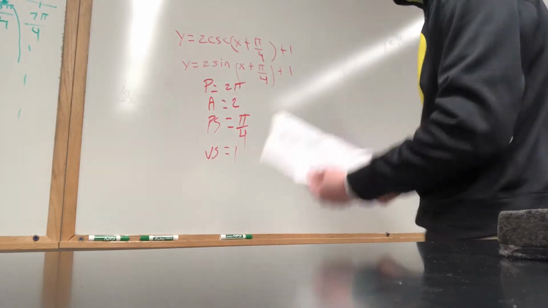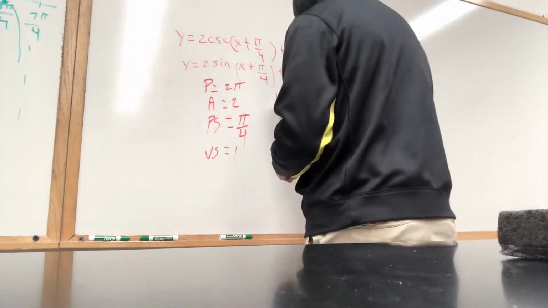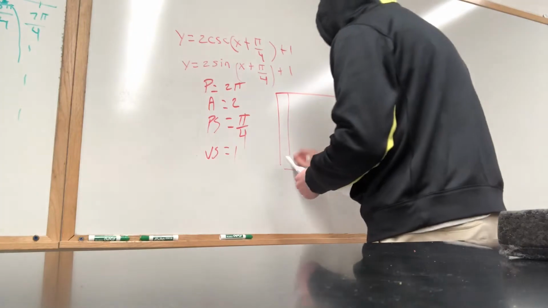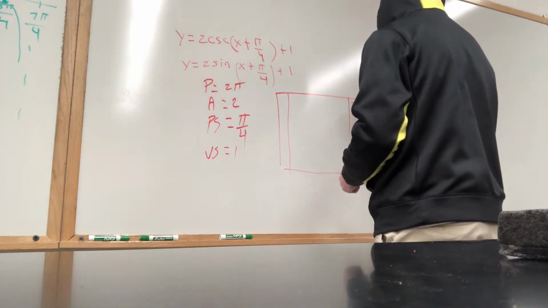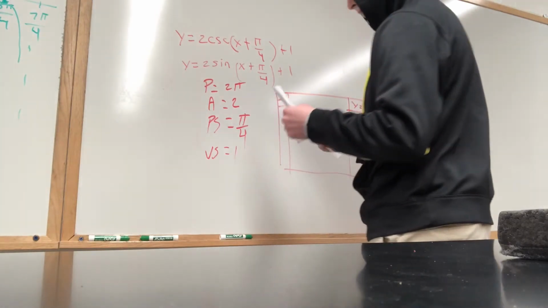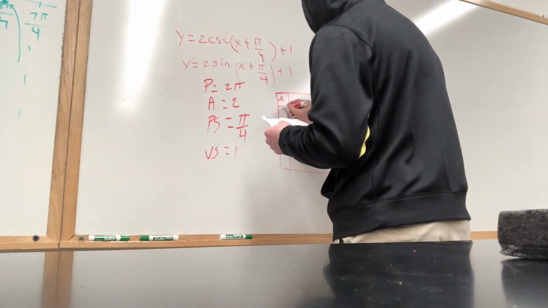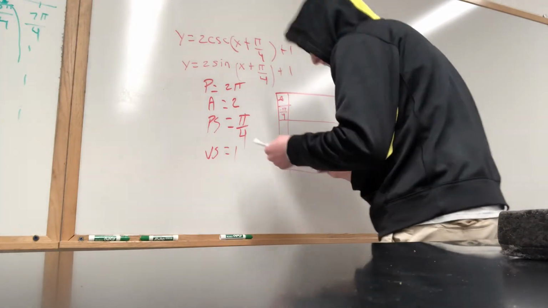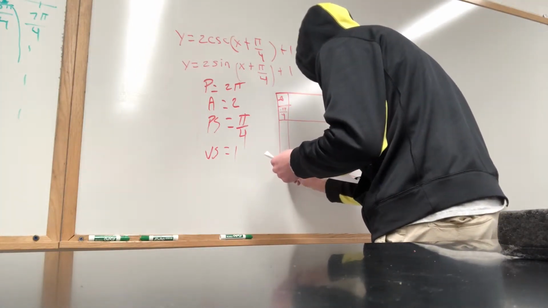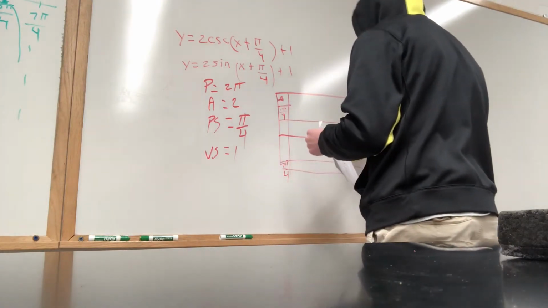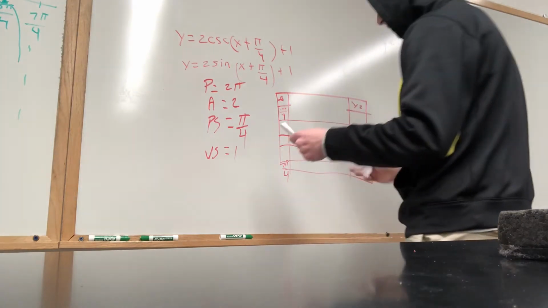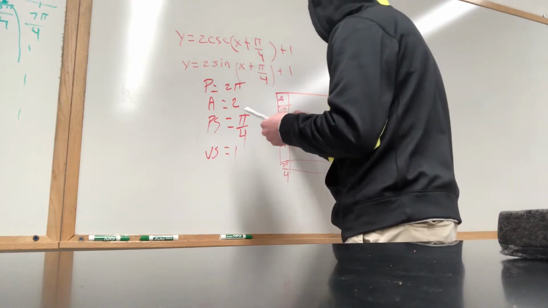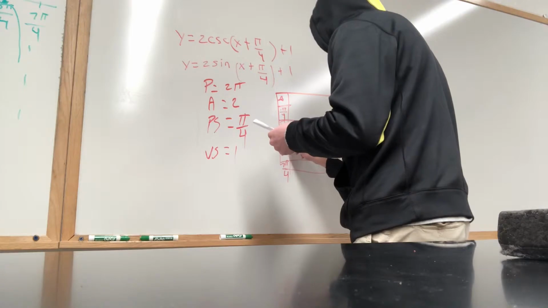So let's make our table. Our first point will be negative pi over 4. And our last point will be 7 pi over 4. So in the middle of that, we'll have 3 pi over 4. That'll give us pi over 4 here. And we'll have 5 pi over 4.